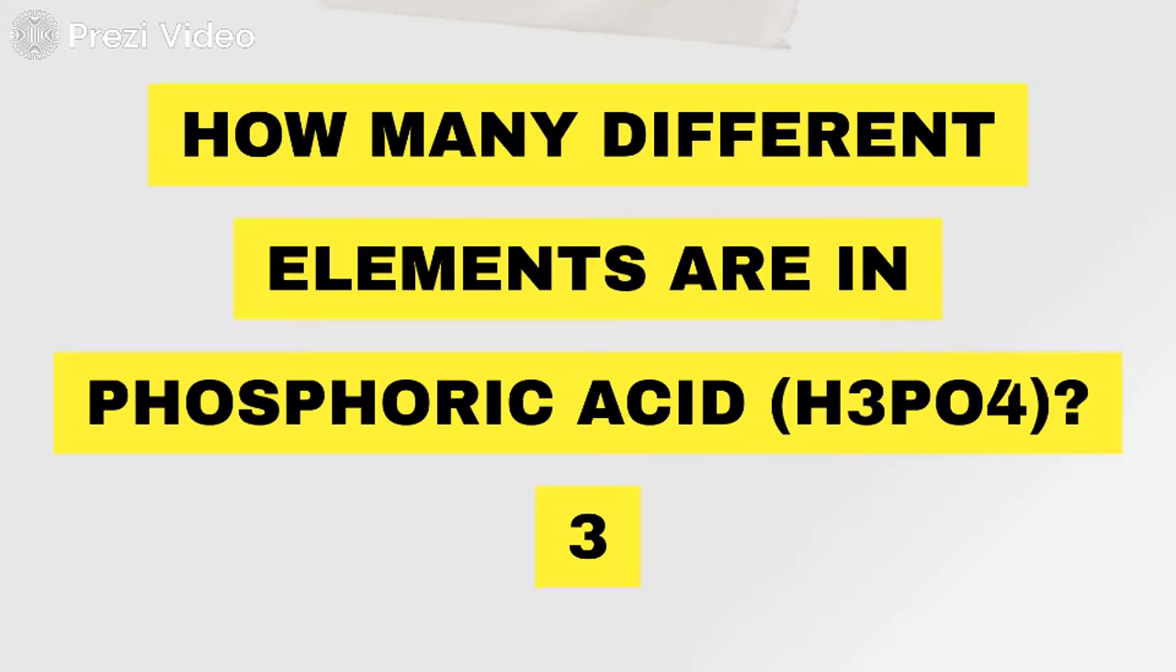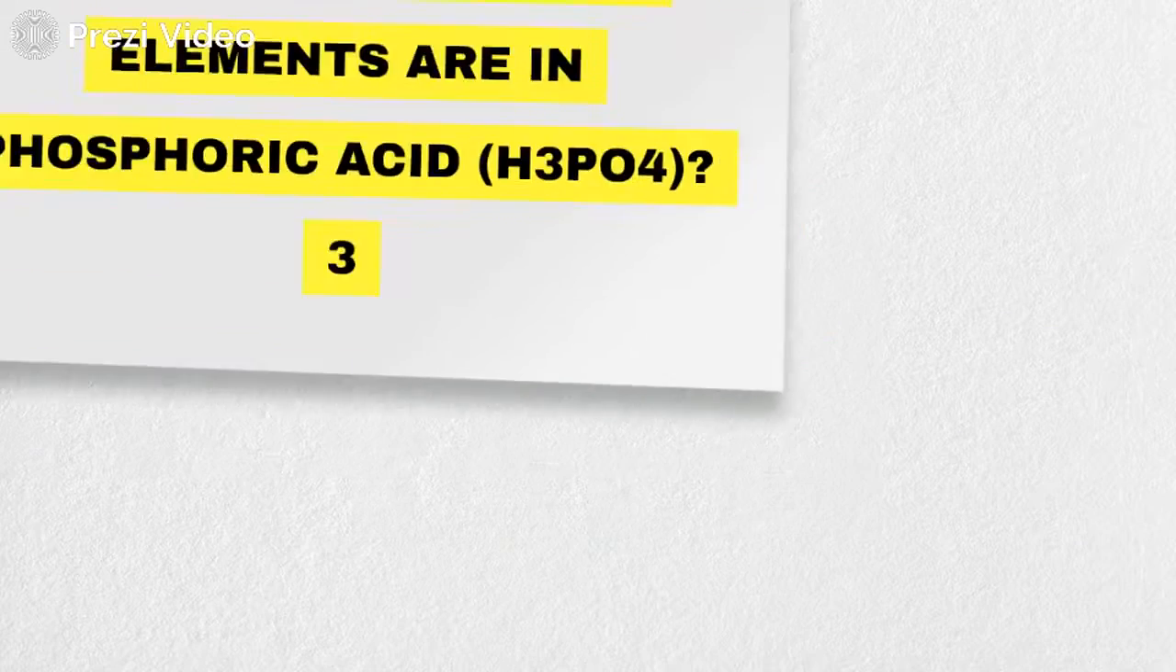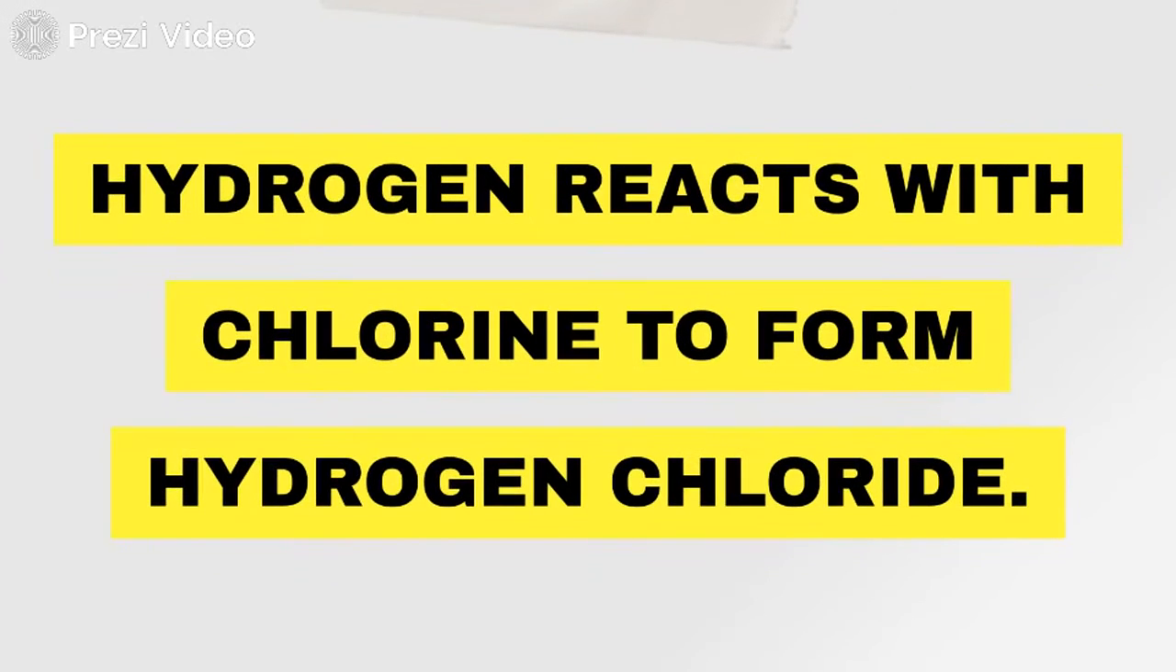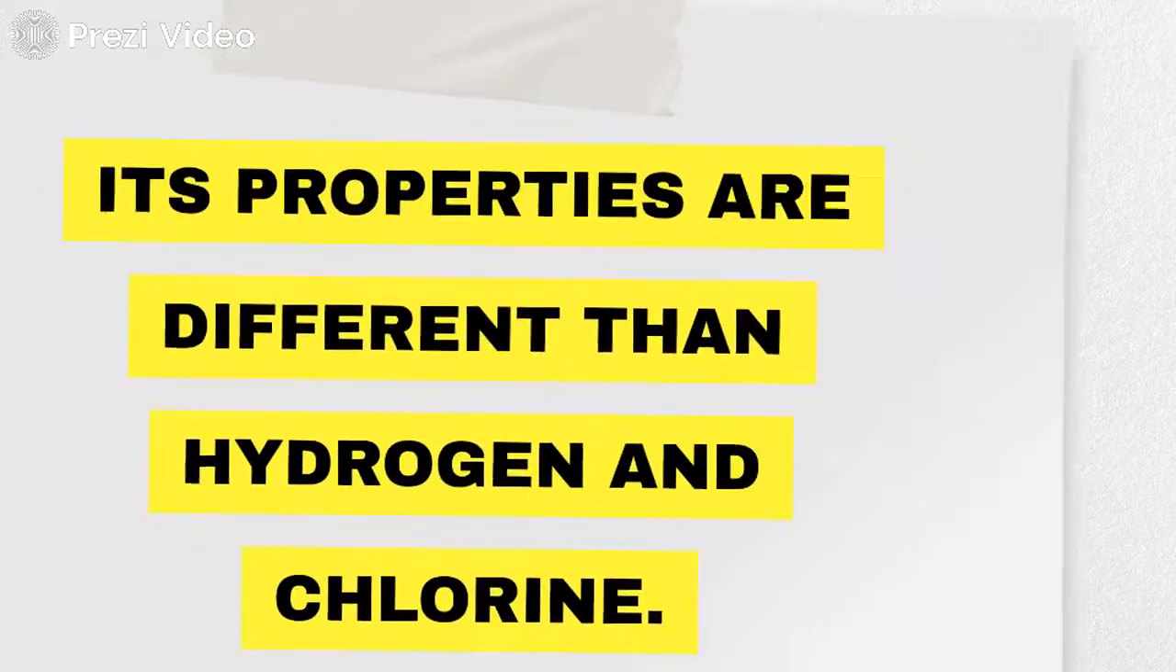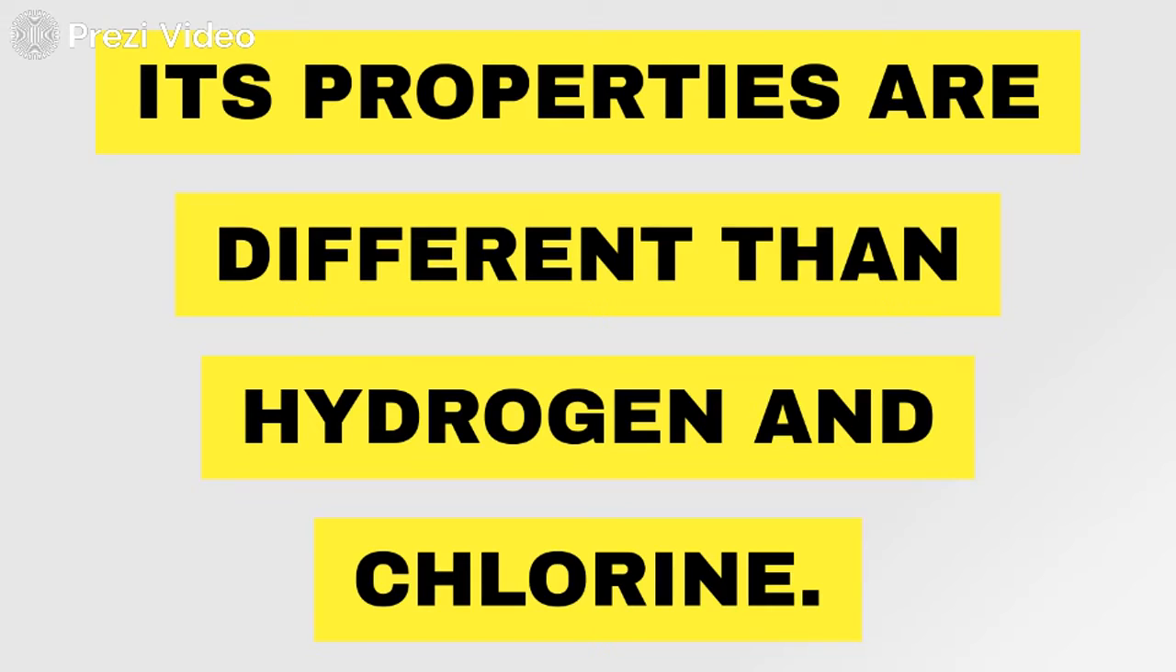How many different elements are in phosphoric acid? And the correct answer to that is 3. Hydrogen reacts with chlorine to form hydrogen chloride. Its properties are different than hydrogen and chlorine.